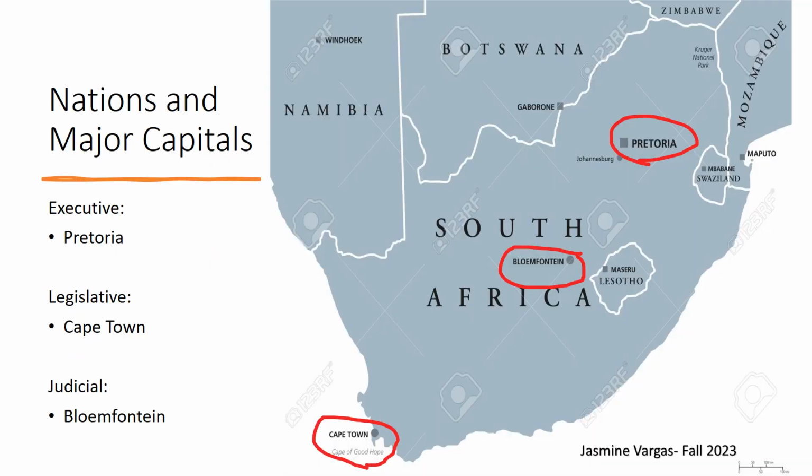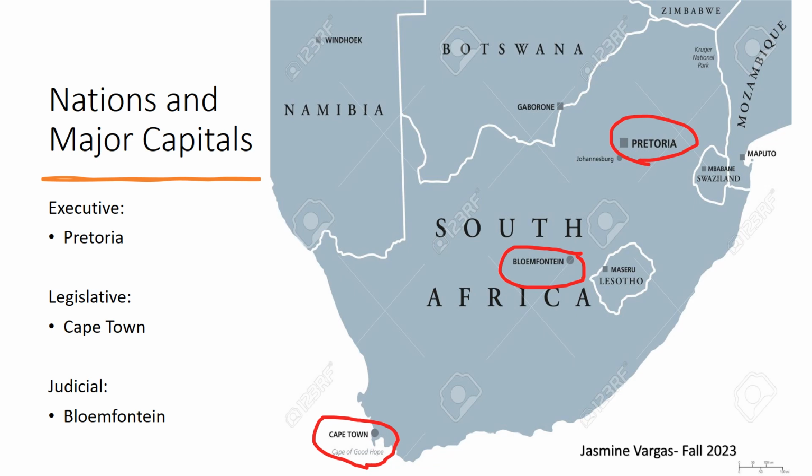Nations and major capitals. Within Southern Africa, the way their government functions is within 3 different branches, which leaves them with having a capital for each one. This being a little different from any other countries. It leaves 3 major capitals just within this region alone. The government is divided between legislative, executive, and judicial.